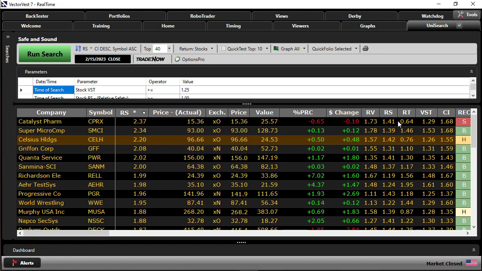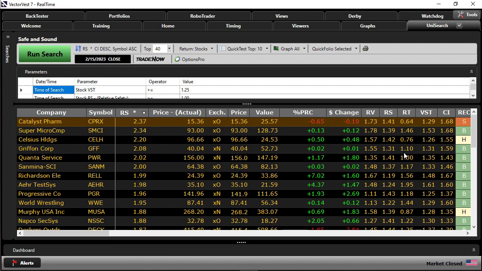Here with CPRX, undervalued, tremendous upside potential. It's a safe investment, but it is falling in price right now. It's not the time to buy it. 0.64 RT. It also has a sell rating.